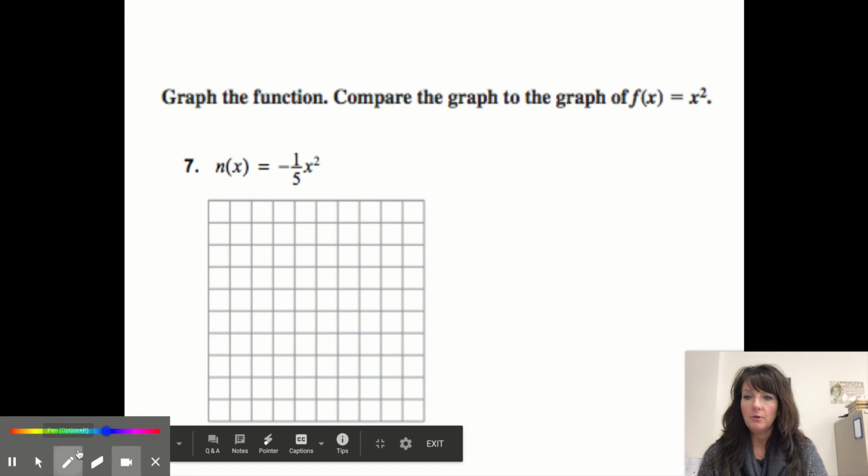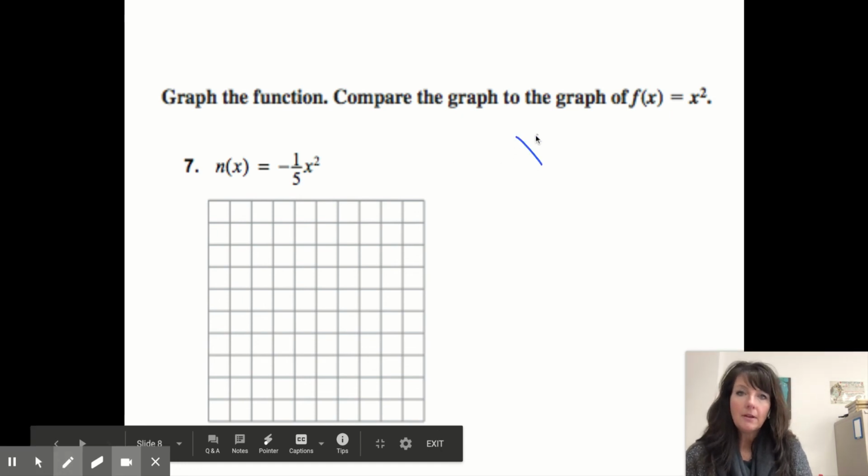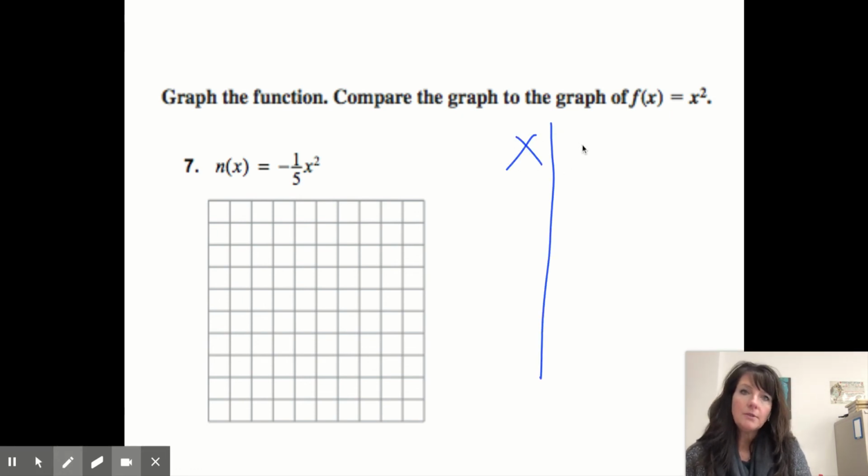Okay, now we're going to make another table. So we have our input values. In this case, it's n of x. You can also just label them x and y, no big deal. I'm going to work with the numbers a little bit here since I know that my a is a negative fraction. Two things are going to be true. One, it's going to be a shrink instead of a stretch. It's also going to be a reflection.